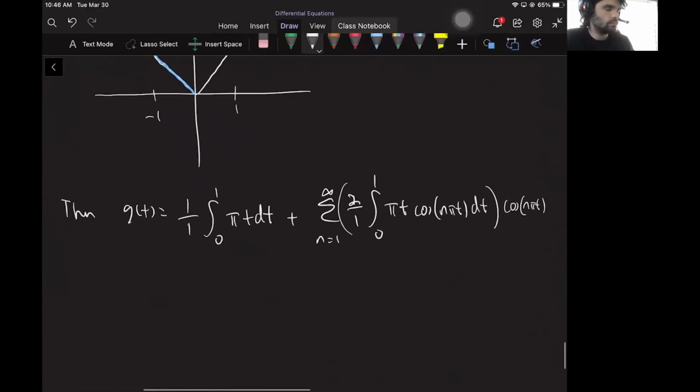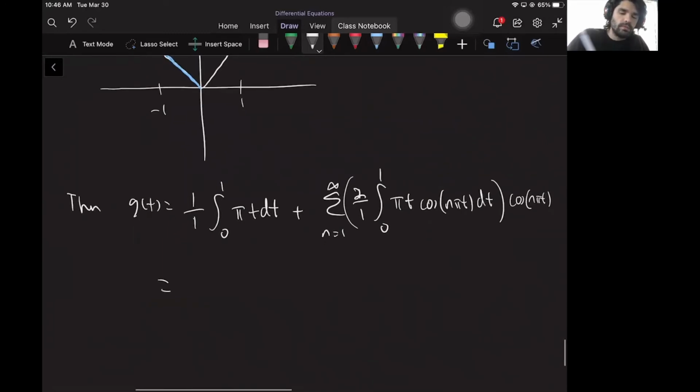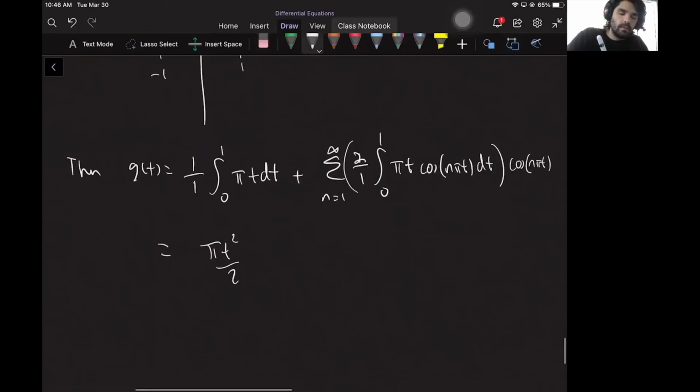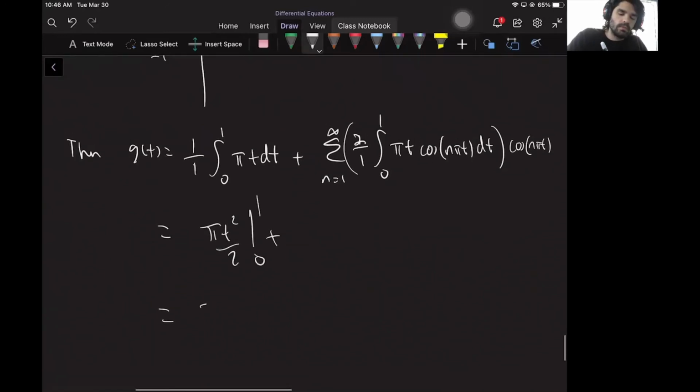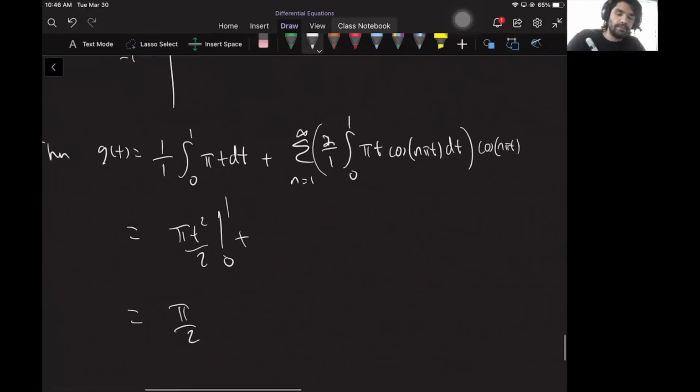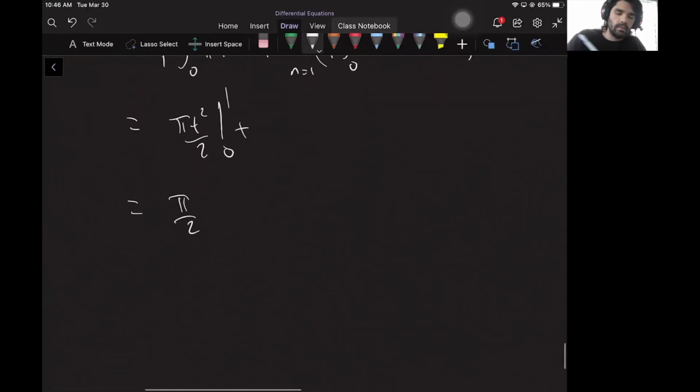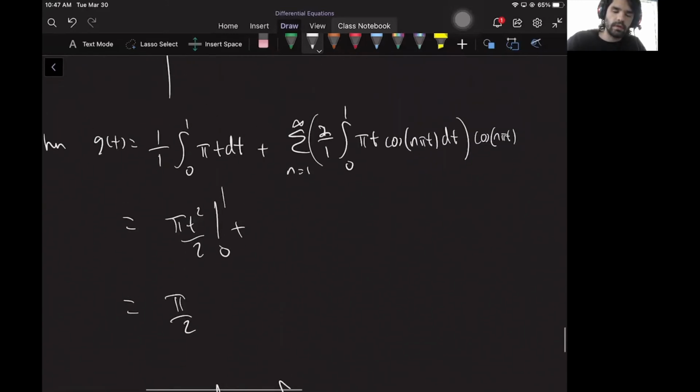Okay, so this first integral we can just do. The integral from 0 to 1 of pi t becomes pi t squared over 2, which is from 0 to 1, so just pi over 2. So now we need to do this integral here to figure out these coefficients.